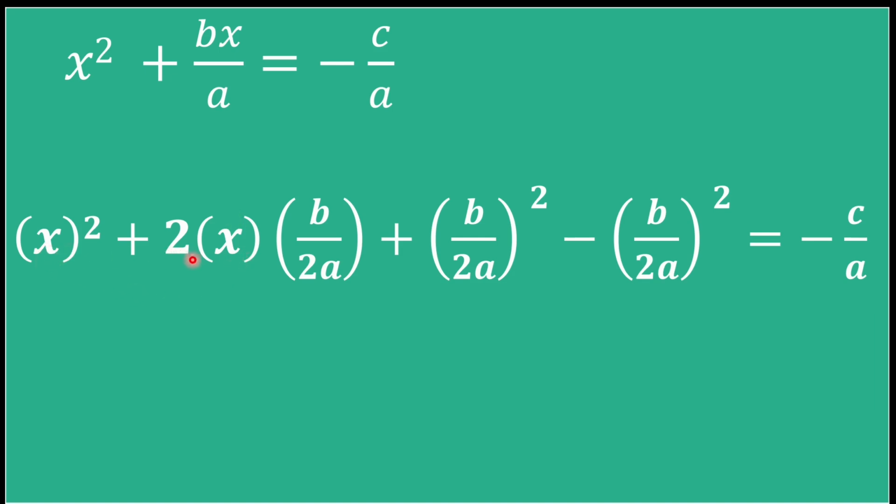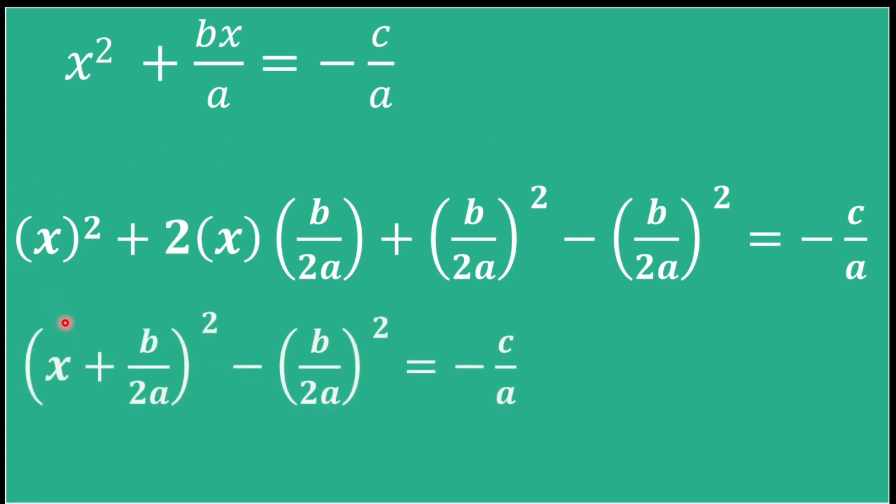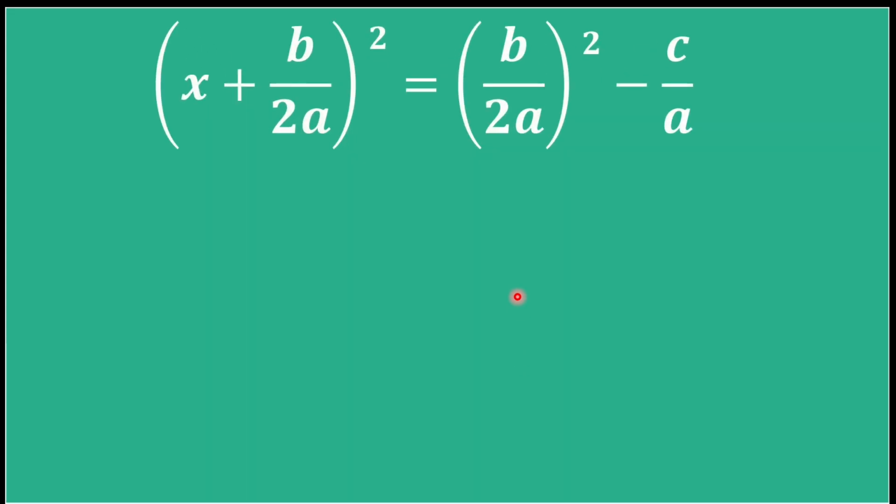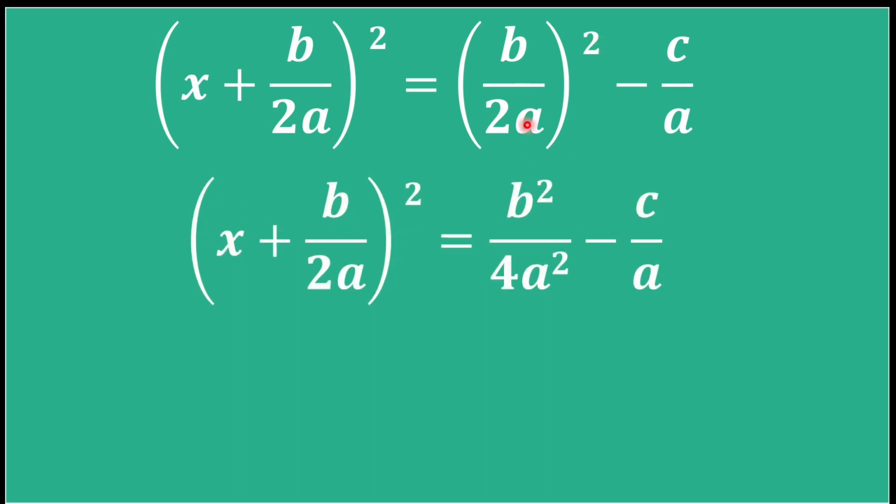now this is a squared plus 2ab plus b squared. Now we can write this whole value from here to here as (a plus b) whole squared. So (a plus b) whole squared, and minus this value, so minus (b divided by 2a) squared, which is equal to minus c divided by a. And now we will send this (b divided by 2a) squared to the other side of the equation. So this will become (b divided by 2a) squared, and now we will open this square, so this will become b squared divided by 4a squared.